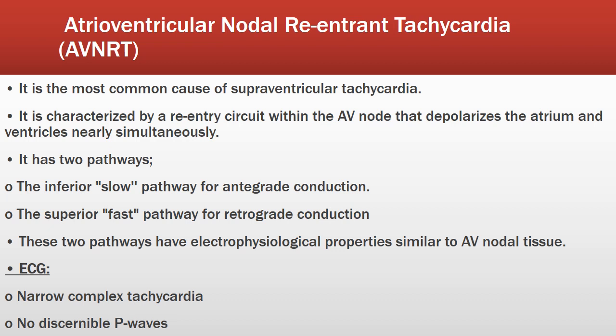One is atrioventricular nodal reentrant tachycardia, which occurs due to a re-entry circuit, and the second one is atrioventricular reciprocating tachycardia, which is due to an accessory pathway.